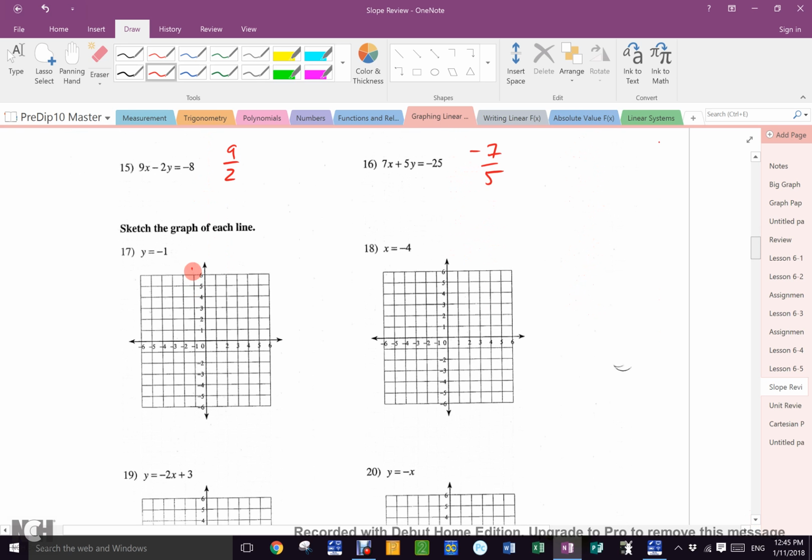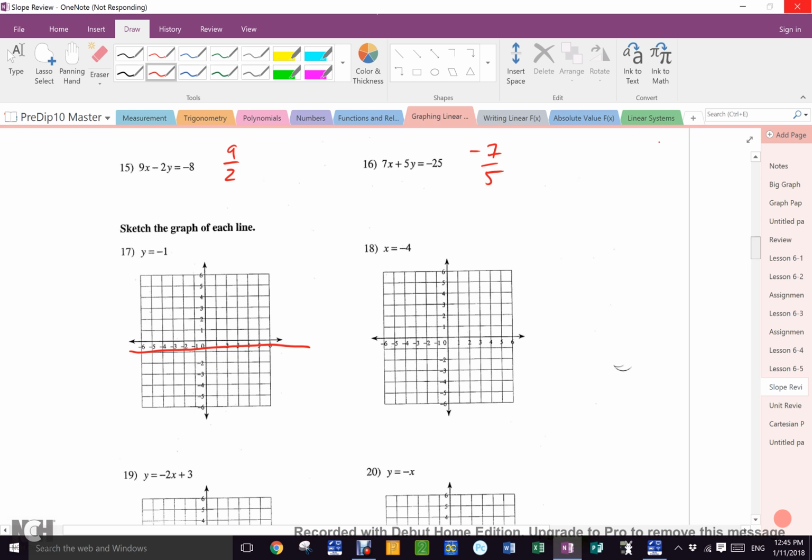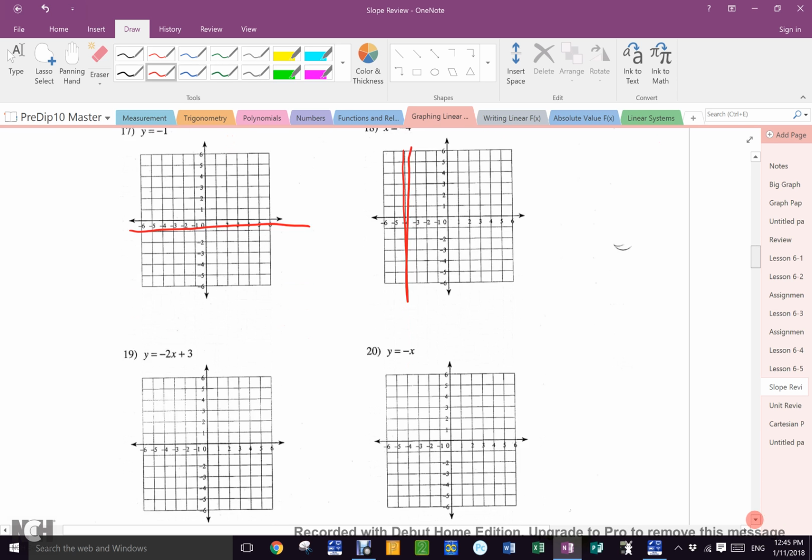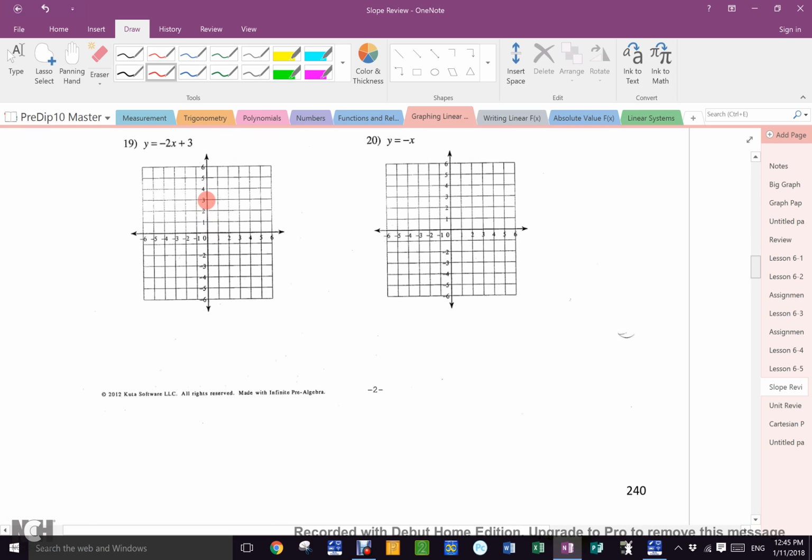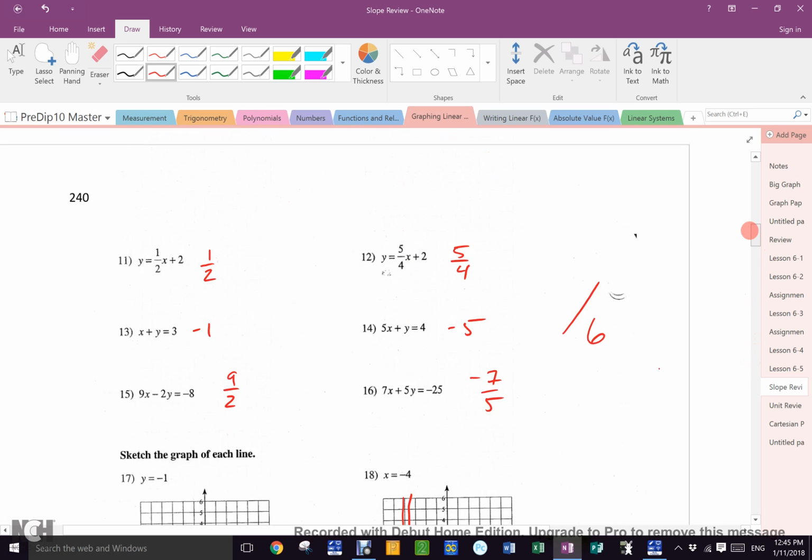Graph each line. Y equals -1, horizontal line, right through -1. X equals -4, vertical line, right through -4. Again, 1 mark each. Intercept of +3, slope of -2, down to right 1, down to right 1. Boom. Y equals -x, right through the middle, corner to corner. Making that page out of, I believe, 10 again.